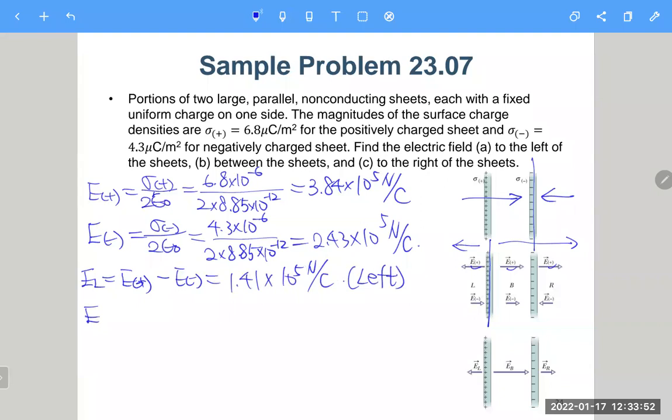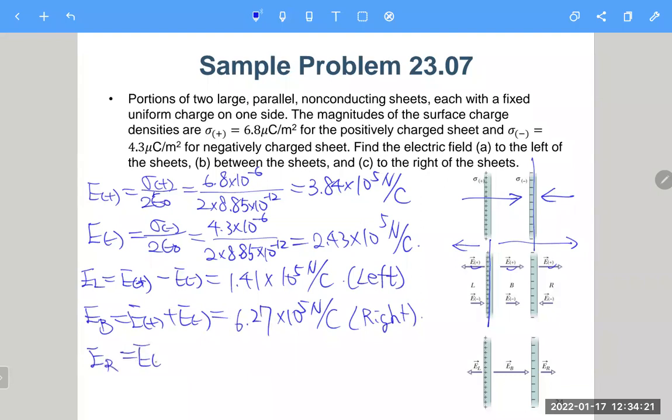And for between the sheets, E B, both of them point to the right side. So we have E plus plus E minus, which is 6.27 times 10 to the 5th power Newton per Coulomb. This one points to the right side. And for E right, we also have E plus minus E minus, because this one points to the right side and this one points to the left side. So the value is also 1.41 times 10 to the 5th power Newton per Coulomb. But in this case, it points to the right side. Okay. So far, any questions?